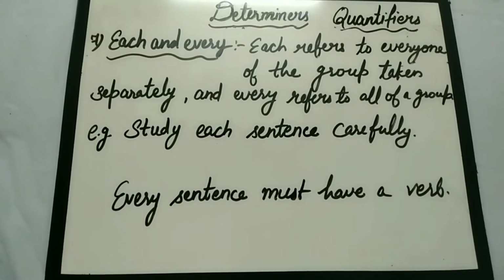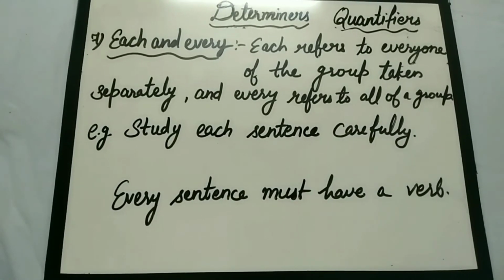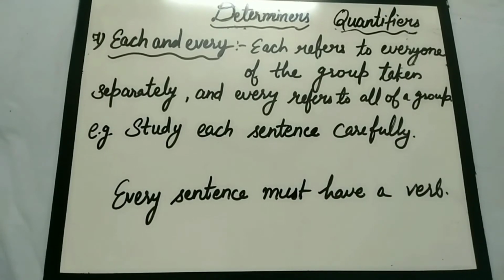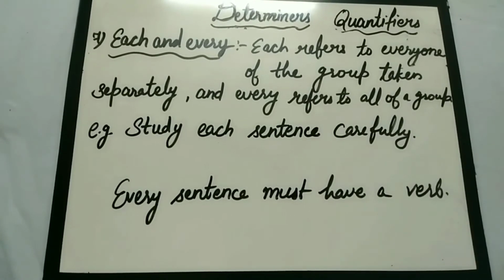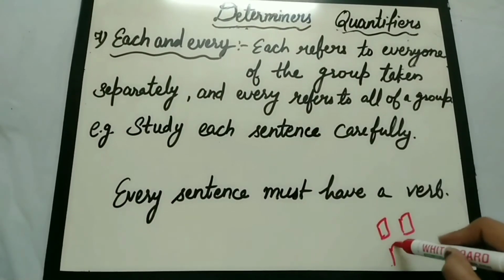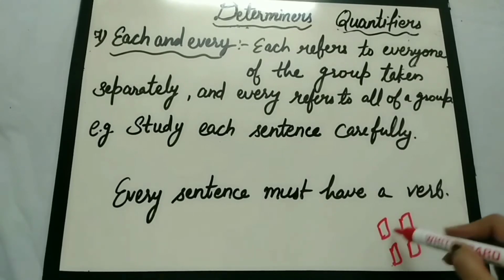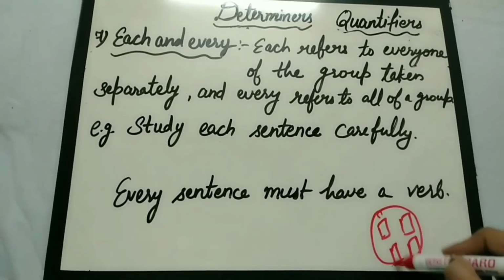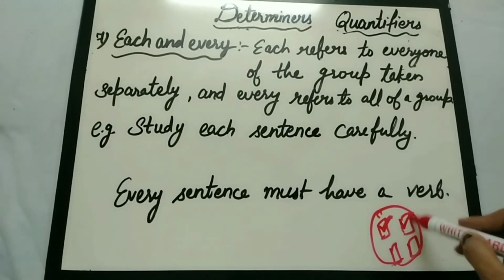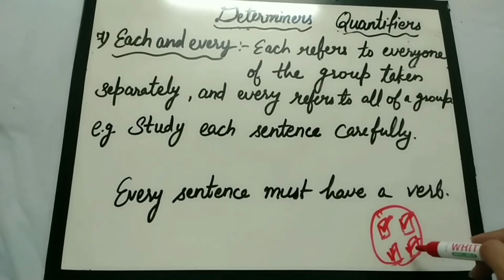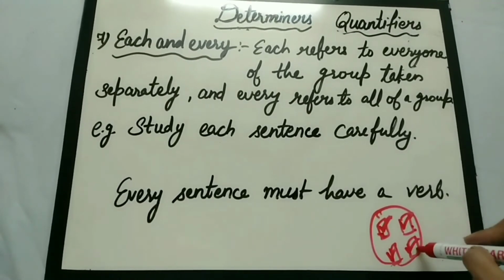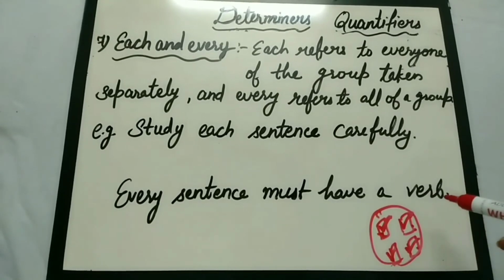Let's understand with one more example. There were four books on the table, and each was a different color. Among those four books, each book was of a different color. So we are talking about them separately. There is a group of four books, and we are considering each book separately, each book, this book, this book, this book, all have different colors.